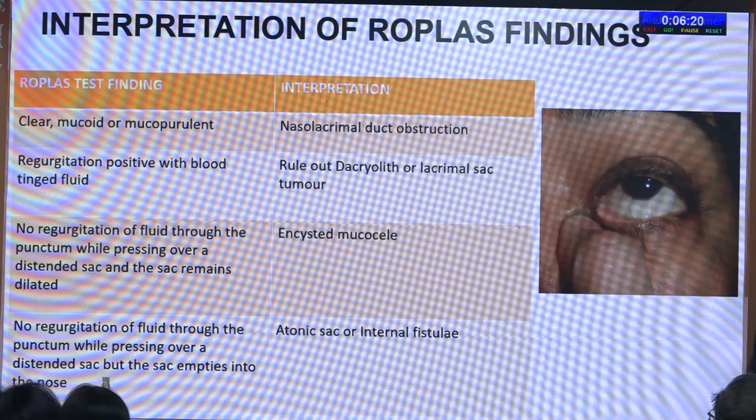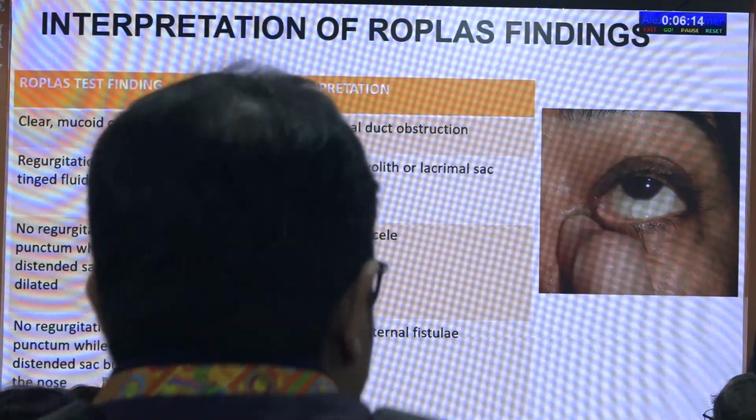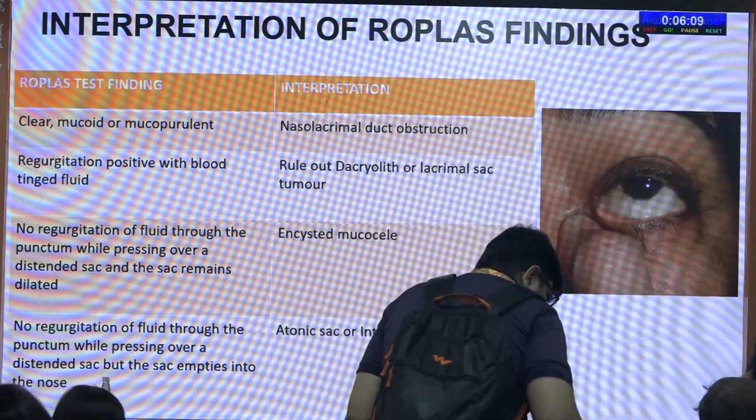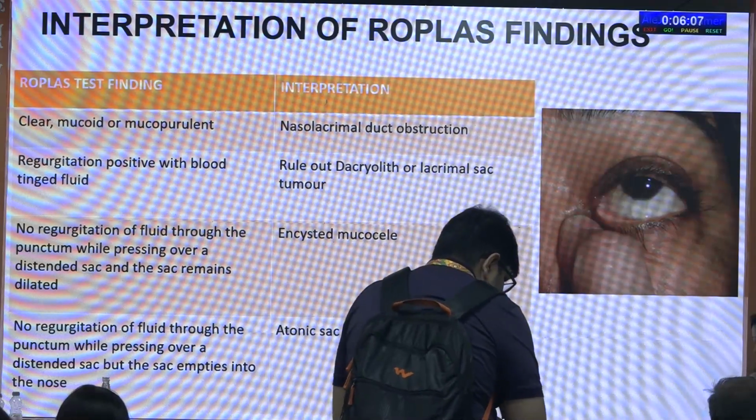the lacrimal sac tumor. If there is no regurgitation of the fluid through the punctum, like while pressing over a distended sac and the sac remains dilated, it is a case of encysted mucocele. But if the sac empties into the nose, then it becomes atonic sac or internal fistula.